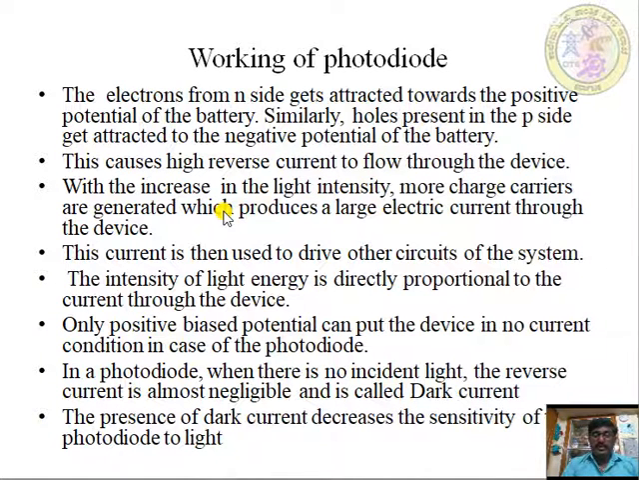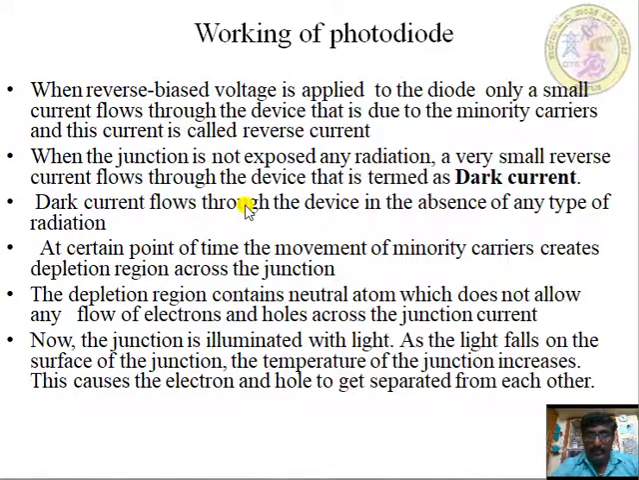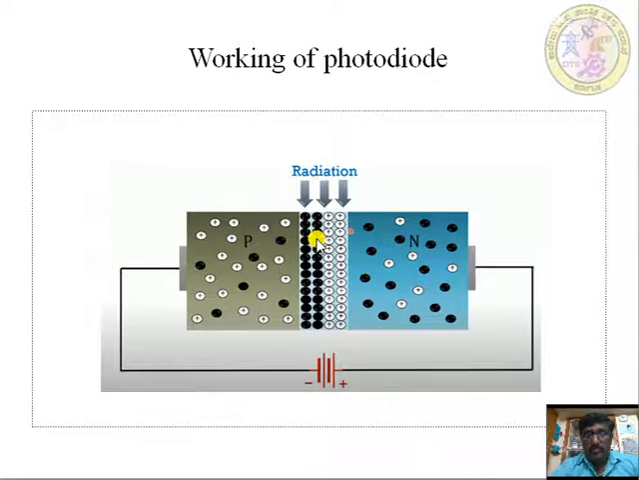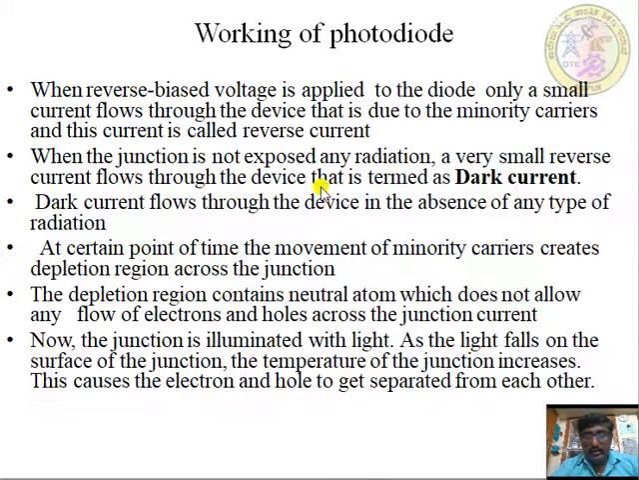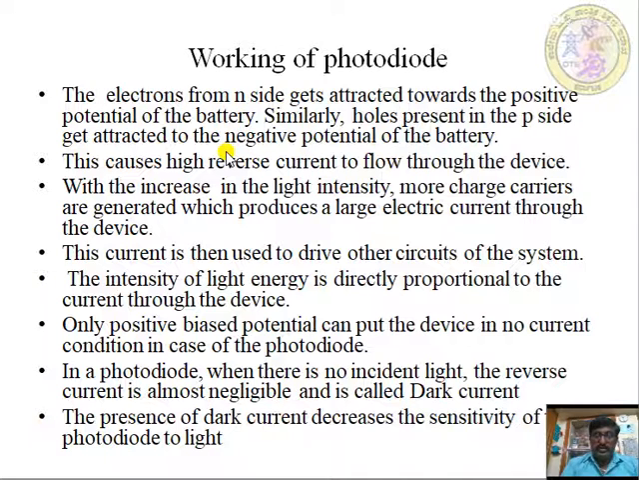Next, the electrons from the N side get attracted towards the positive potential of the battery. Similarly, holes present in the P side get attracted to the negative potential of the battery. This causes a higher reverse current to flow through the device. With the increase in light intensity, more charge carriers are generated, which produces a large electric current through the diode. This current is then used to drive other circuits of the system.